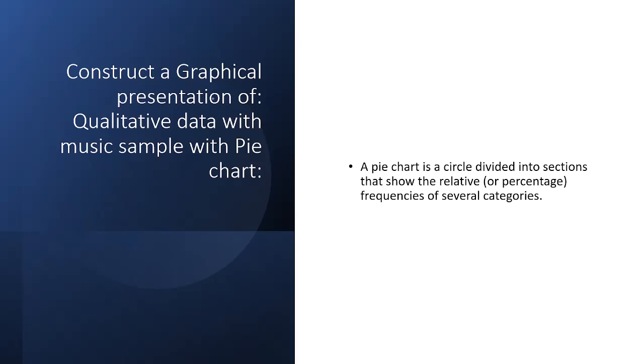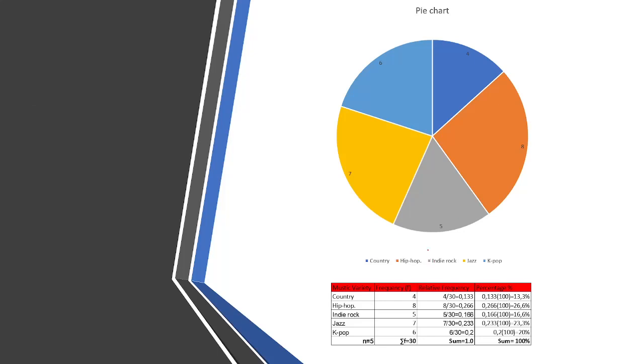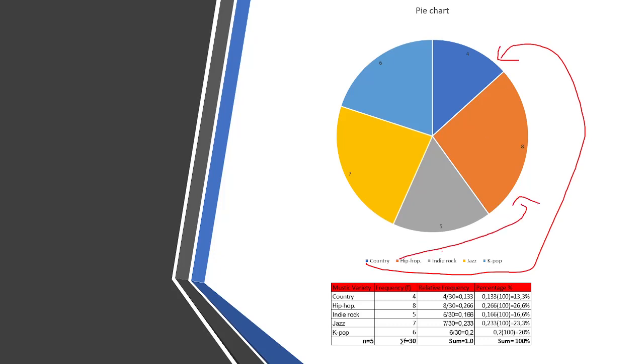Construct a graphical presentation of qualitative data with music sample with a pie chart. So what is a pie chart? A pie chart is a circle divided into sections that show the relative or percentage frequencies of several categories. As you can see, here's our frequency table, and the color gives what the pie chart is. Hip hop right here, indie rock right here, and so on.